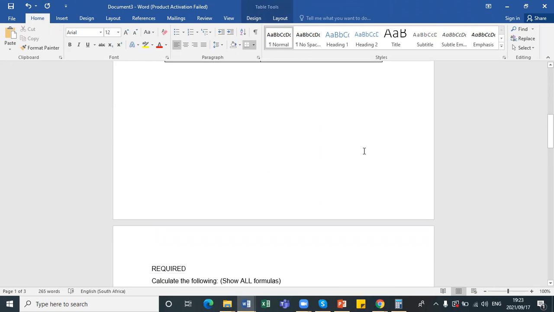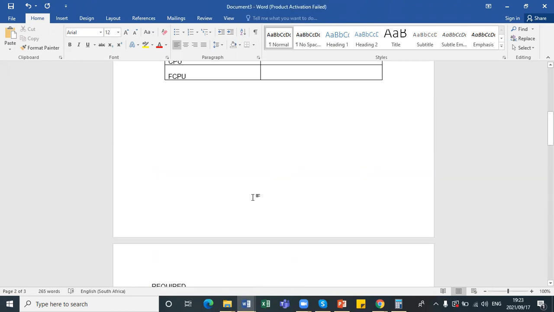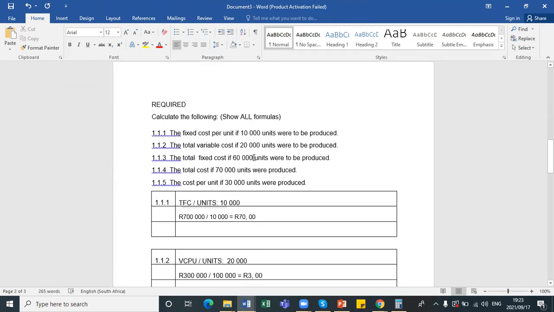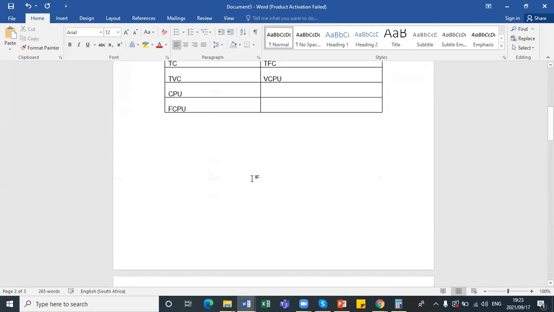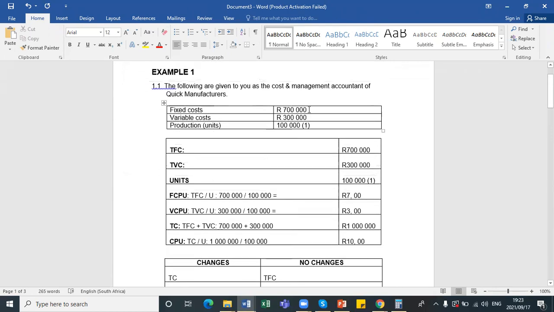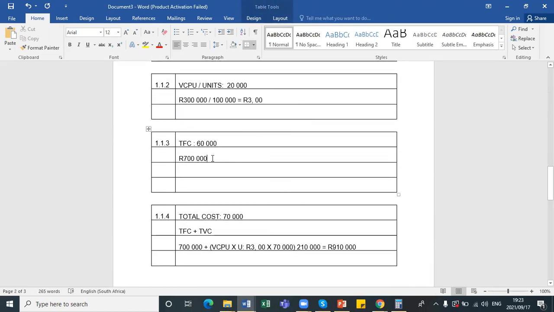The next thing you need to calculate is total fixed cost if 60,000 units were produced. First question, did production change from when we started? We started with 100,000 and now it has changed to 60,000. Next question, does the total fixed cost change when production changed? So now we look under changes and no changes. It says it does not change. So how much was our total fixed cost? 700,000. That means it will remain 700,000.